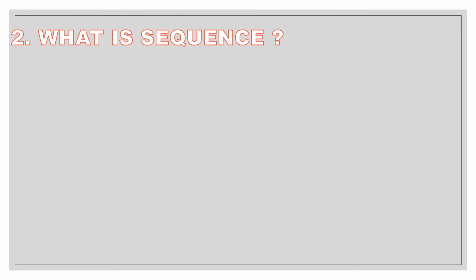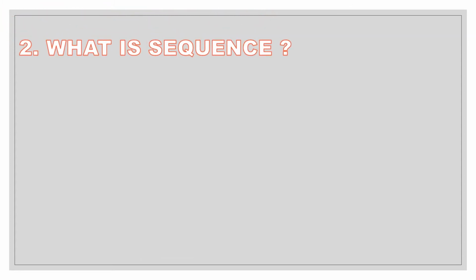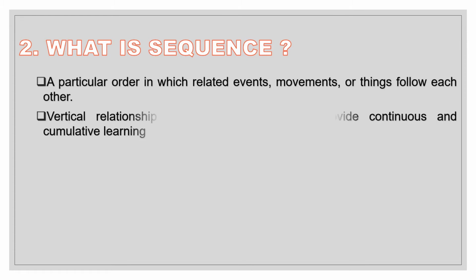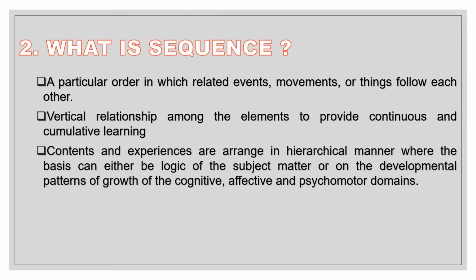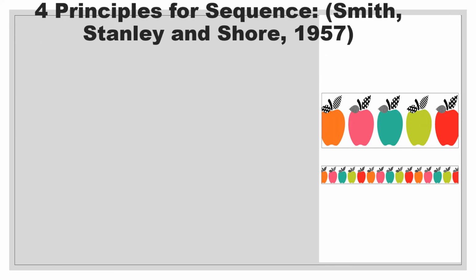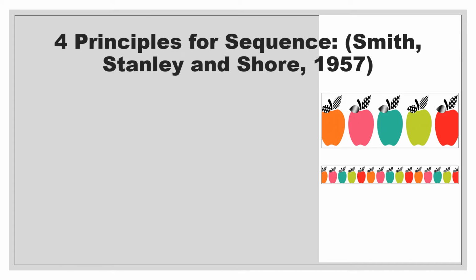What is sequence? A particular order in which related events, movements, or things follow each other. It is the vertical relationship among the elements to provide continuous and cumulative learning. Content and experiences are arranged in a hierarchical manner where the basis can either be the logic of the subject matter or the developmental patterns of thought of the cognitive, affective, and psychomotor domains.